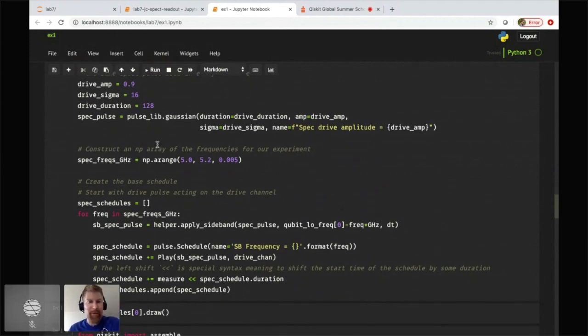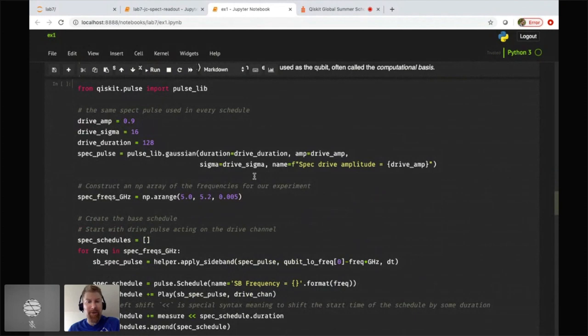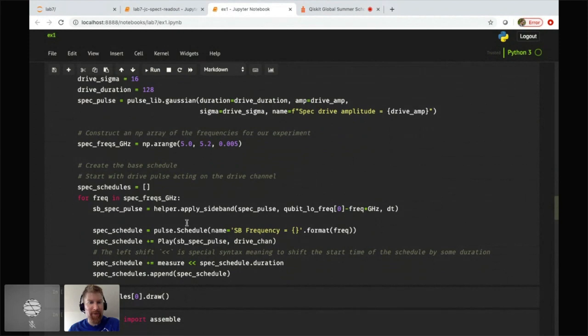What we're going to do here is, instead of going into the math, there's a helper function called apply_sideband. It's essentially going to do this computation for you and allow you to change the frequency of that spectroscopy pulse. So we're taking the spec pulse, which is the same for everything, and we're creating a sideband spec pulse, which is that same pulse, but now each one of them is going to be multiplied by a different sideband. And that goes for the freqs in all of these spectroscopy frequencies that you have here.